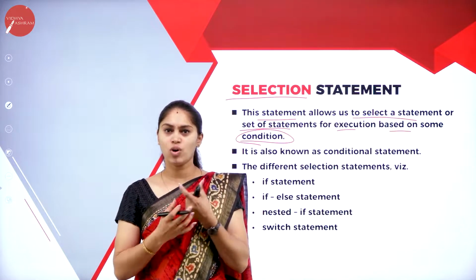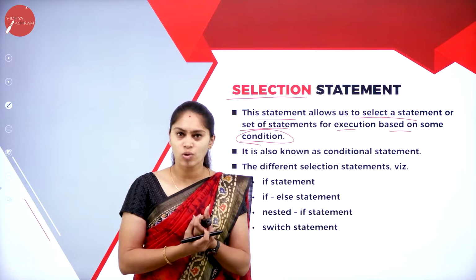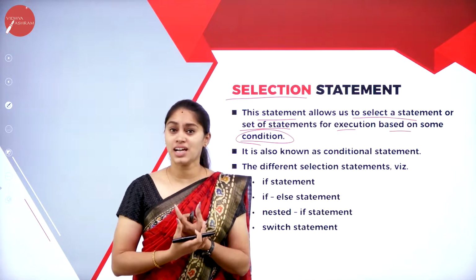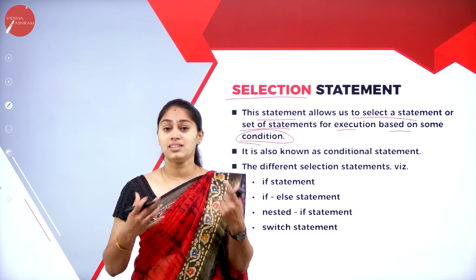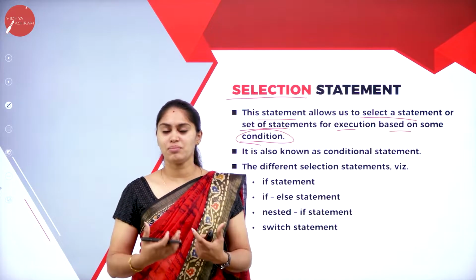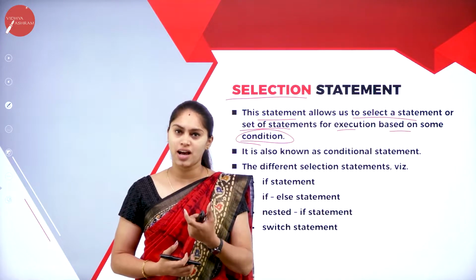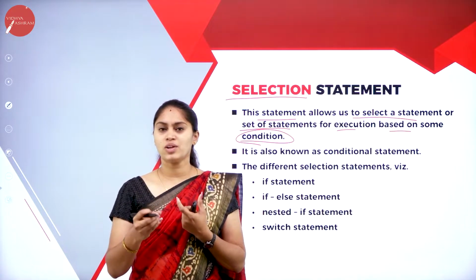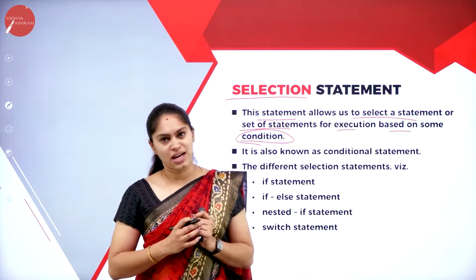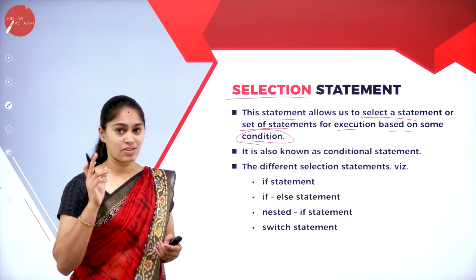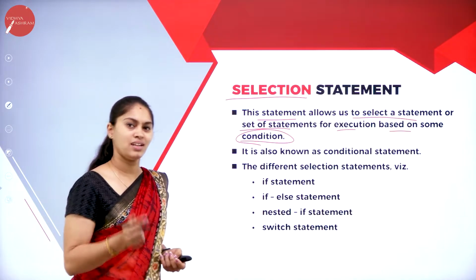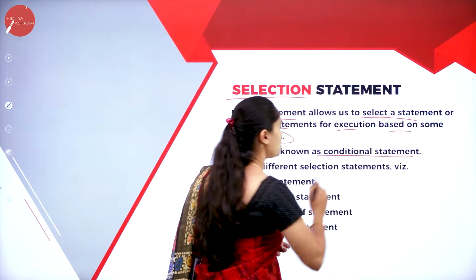If the condition holds good, then we do something. If the condition is not okay, or if the condition is false, then we do another action. So selection based on the condition, based on the scenario or a test condition, we execute a set of statements. That is termed the selection statement, and we have another name for it: it is also called a conditional statement.